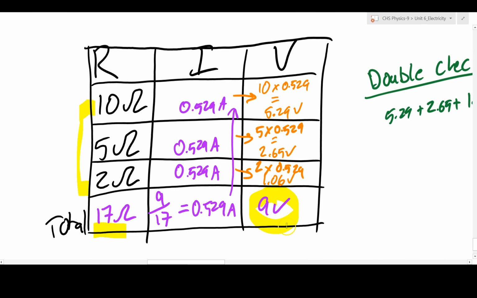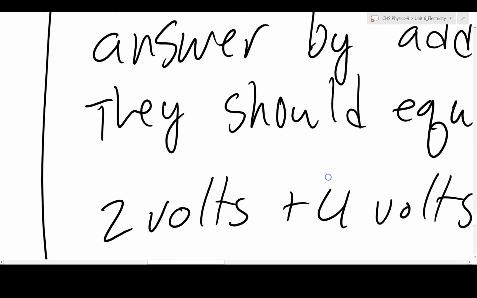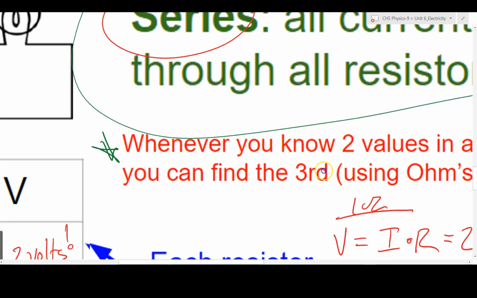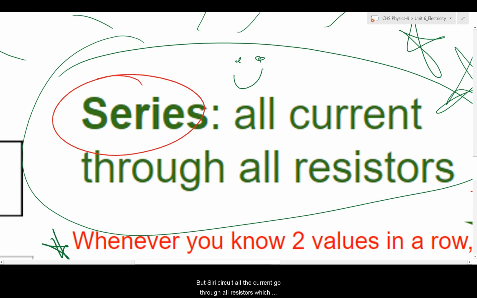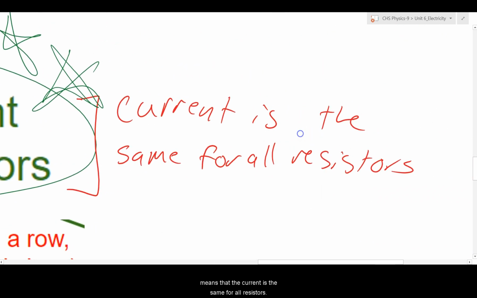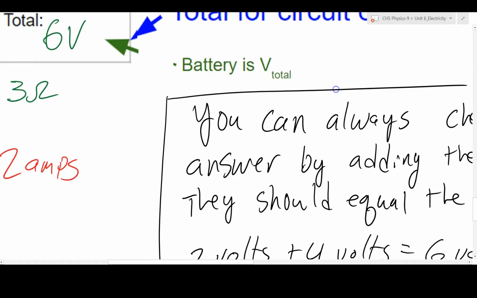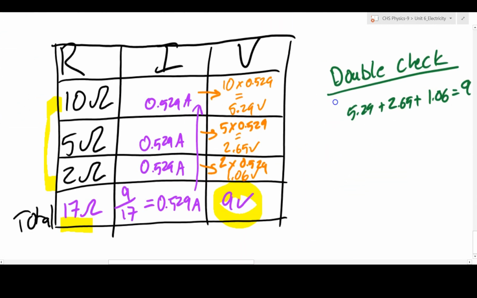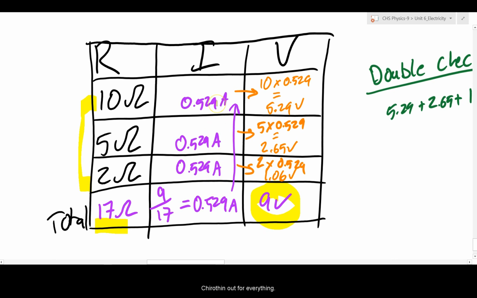And then, since I know those two things, I can always find the third. So then I did 9 volts divided by 17 ohms, and I got 0.529 amps. There's a few more decimals, but I think it's good to use 3 or 4 decimals if you got a small number like that. And then, since we know that this is a series circuit, all the current goes through all resistors, which means that the current is the same for all resistors. So I wrote that out for everything.